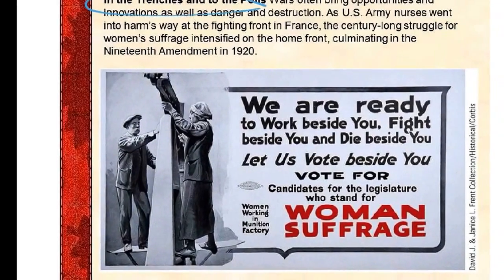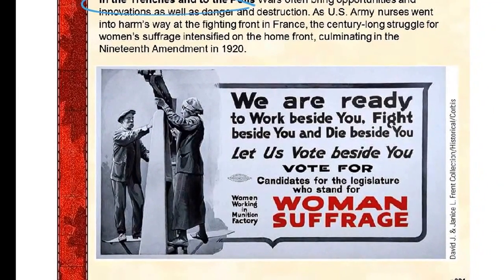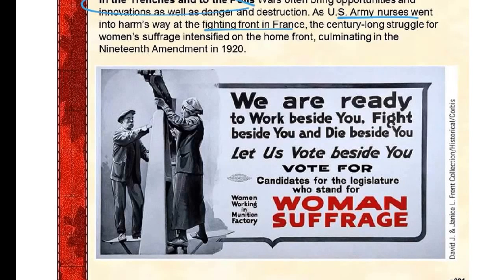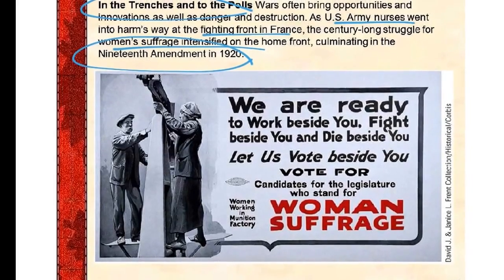Into the trenches and to the polls. Wars often bring opportunities and innovations as well as danger and destruction. U.S. Army nurses went into harm's way fighting on the fighting front in France, but basically this helped advance women's suffrage, which intensified on the home front, culminating in the passage of the 19th Amendment in 1920.